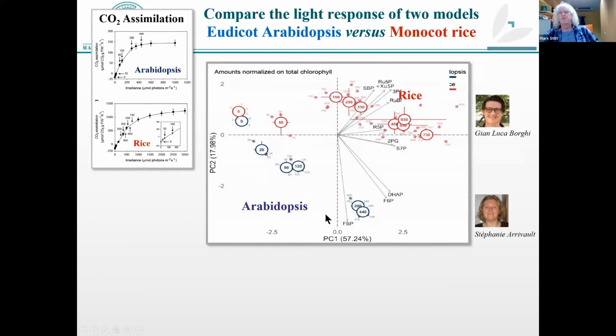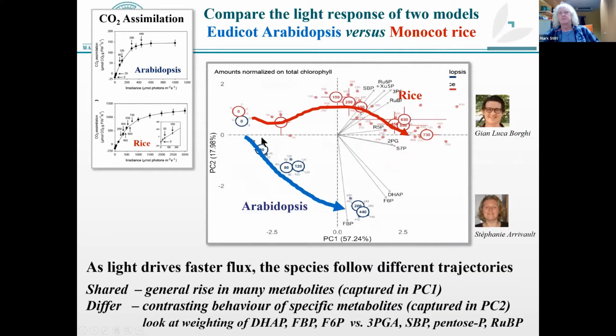So this is the PCA, and I think you can see immediately that they've got different trajectories. As you go to low light and darkness, they're the same, and the further we push up the light, the more different they become. Now, what's going on here? Shared is a general rise in many metabolites. This is captured in PC1. You can see that the weightings of all the metabolites are lying over here. So metabolites rise as photosynthesis rises, but they differ because in PC2, they're moving in different directions. And again, the metabolites which are involved are down here.